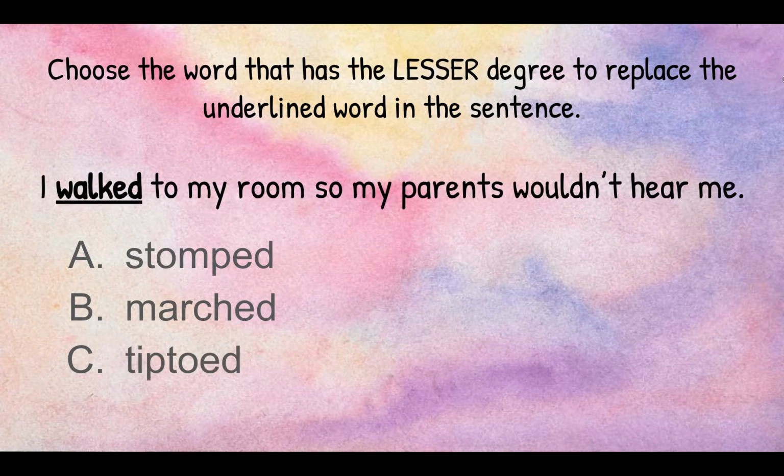Choose the word that has the lesser degree to replace the underlined word in the sentence. I walked to my room so my parents wouldn't hear me. Our answer choices are stomped, marched, and tiptoed. I stomped to my room so my parents wouldn't hear me. I marched to my room so my parents wouldn't hear me. I tiptoed to my room so my parents wouldn't hear me. Which word has the lesser degree, or you would put in the lighter shade? Stomped, marched, or tiptoed? The correct answer is tiptoed.